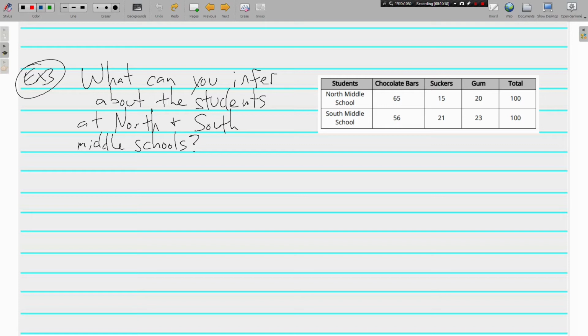And this is just pretty straightforward. Looks like there was a survey done out of 100 students at each school. There are probably more than 100 students in the school, but you never know. Well, it looks like most students at both schools prefer chocolate bars. Okay, we're just looking at the information that we have and drawing a conclusion, making an inference.